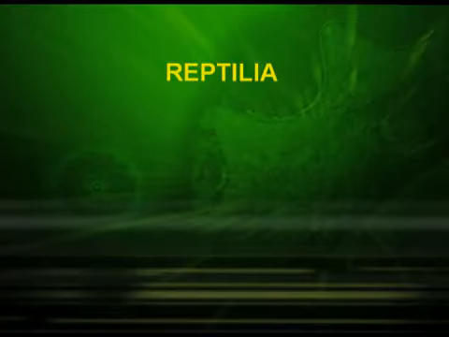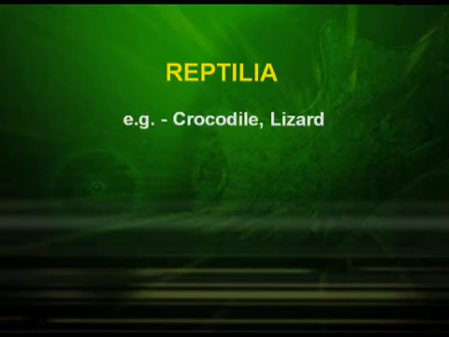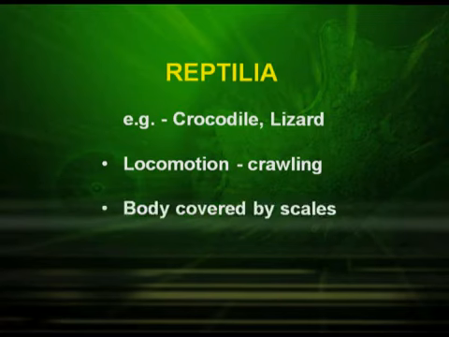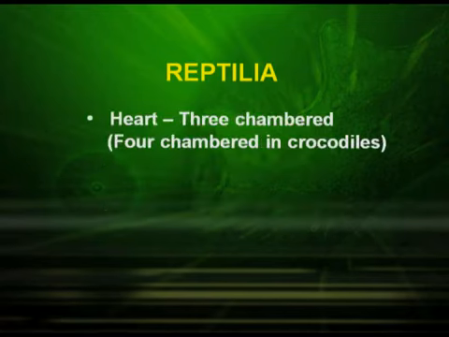Reptilia. Reptilia includes crocodiles and lizards. Their locomotion is by crawling and the body is covered by scales. Heart is generally 3 chambered, but in crocodile it is 4 chambered. They are cold blooded animals.